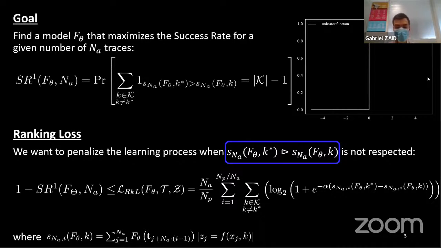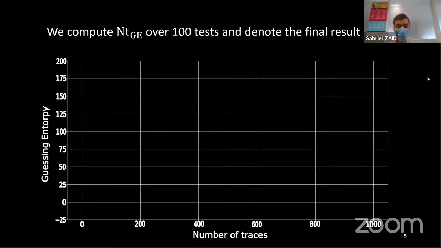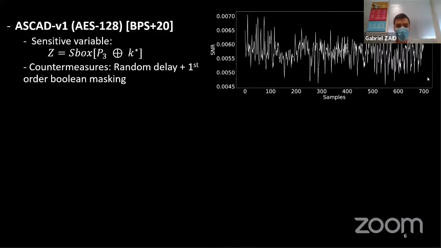So, once we developed the ranking loss function, we decided to evaluate its benefits from a practical perspective. First, in order to evaluate its benefits, we have to introduce the following performance metric that we call NTGE, which defines the number of attack traces that are needed in order to retrieve the secret key byte. We denote NTGE bar the average value of NTGE over 100 tests.